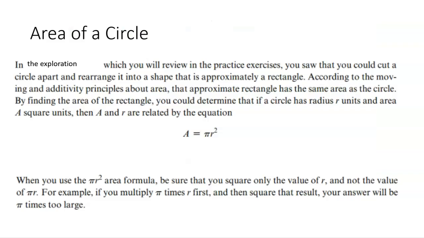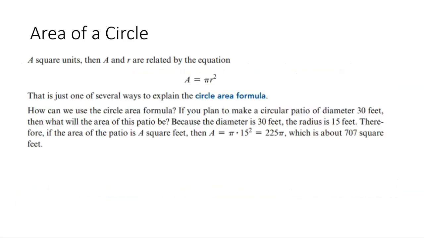So as you saw in the exploration and in the animation, we have area is equal to pi r squared, and you can see where that comes from. So if we have a diameter, we actually do need to calculate the radius, which is always half the diameter, and then we can just use the formula pi times the radius squared. We can get an exact value or an approximate value.